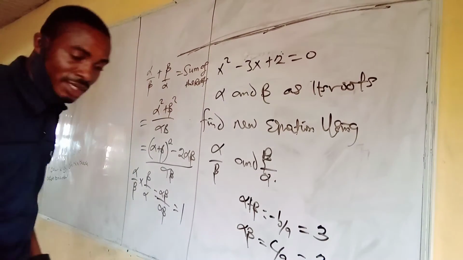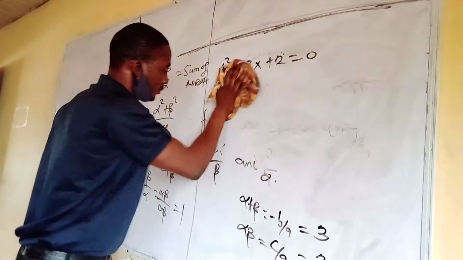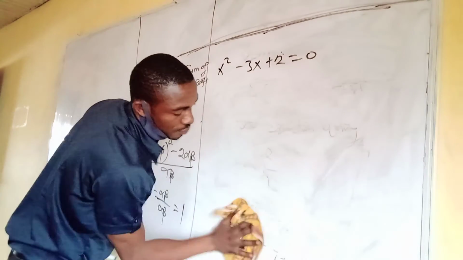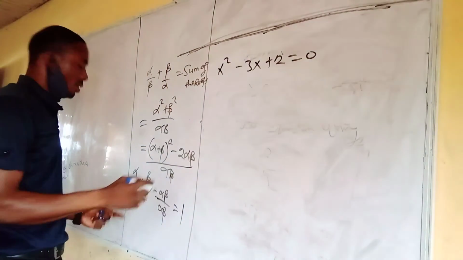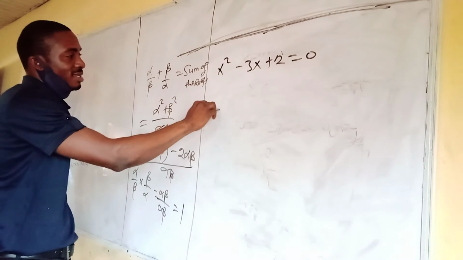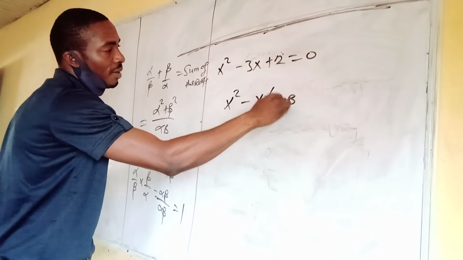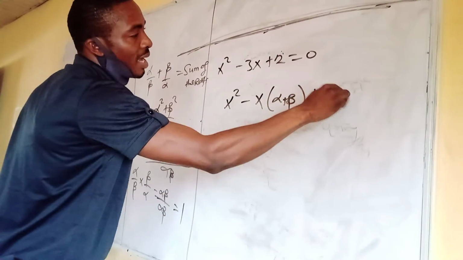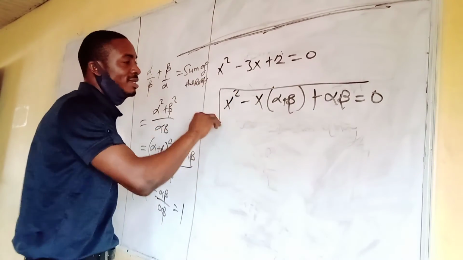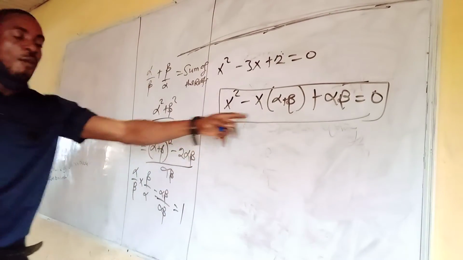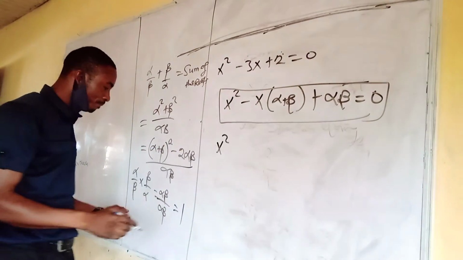So if you follow this, to construct the new equation we will have this. The new equation is given as x squared minus x into alpha plus beta plus alpha beta equal to 0. This is the formula for formation of any quadratic equation. So if you apply this formula to what we have obtained here, this is what we are going to get.